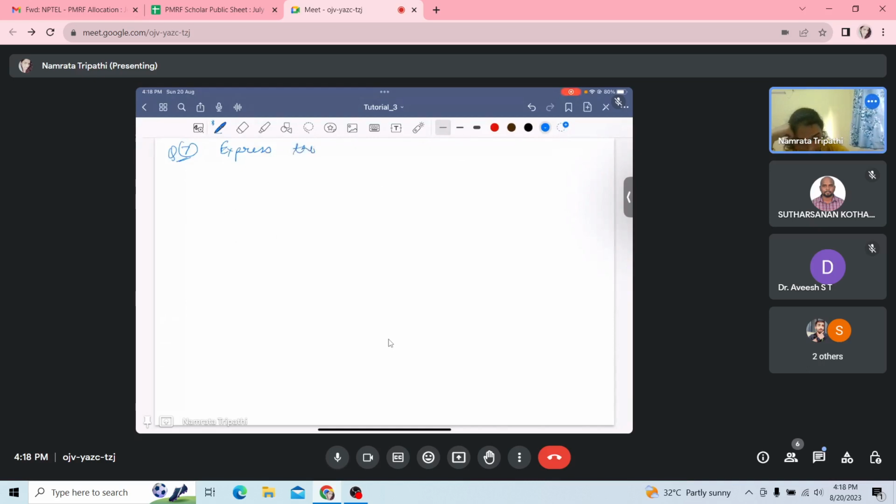Express the polynomial x cube plus 2x square minus 3x plus 6 in terms of Legendre polynomial. How to solve this question? Can anyone solve this question?